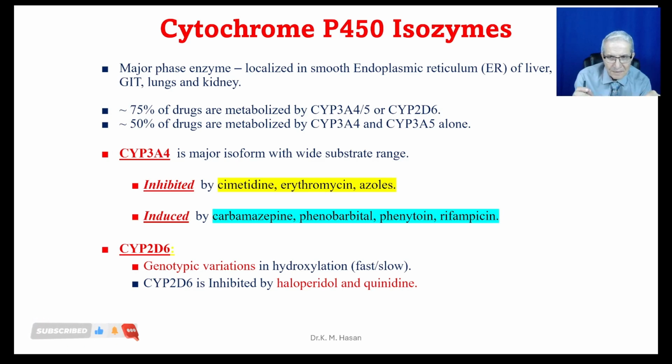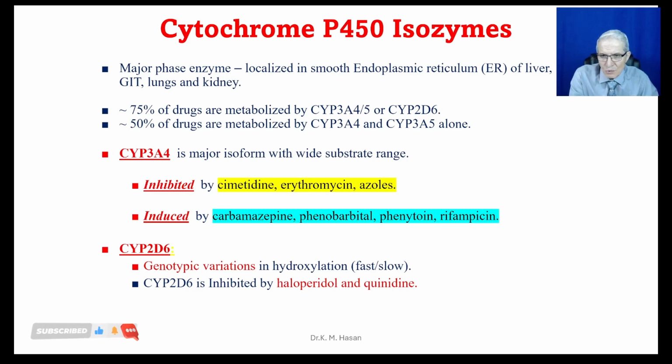We have a list of medications. Moving to cytochrome 2D6. Here they found that different people have different percentages of metabolism. Some people are fast metabolizers and other people are considered slow metabolizers. So according to the genetic variation in cytochrome 2D6, you can see here we have genetic variation and hydroxylation. So for 2D6, for example, two medications inhibit 2D6 or are inhibited by 2D6.